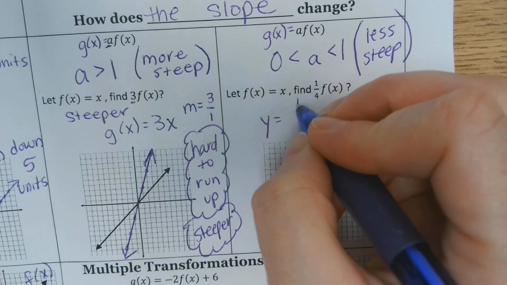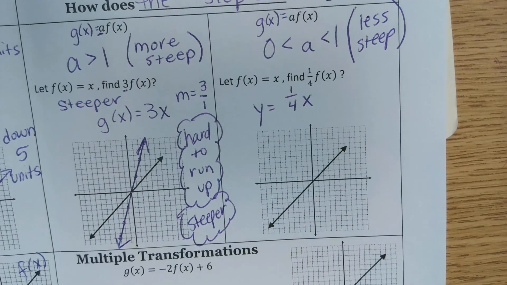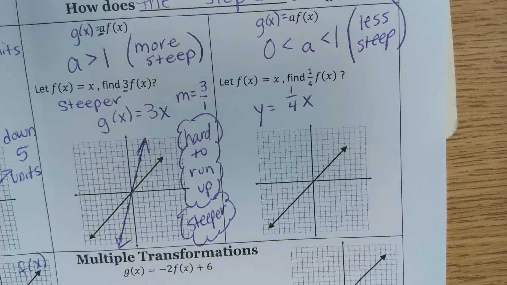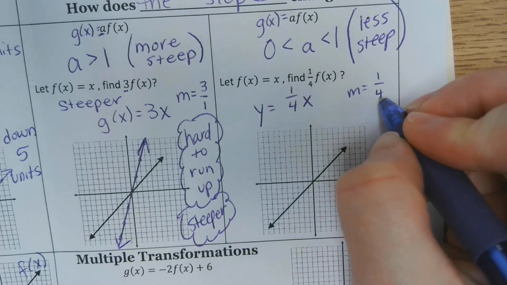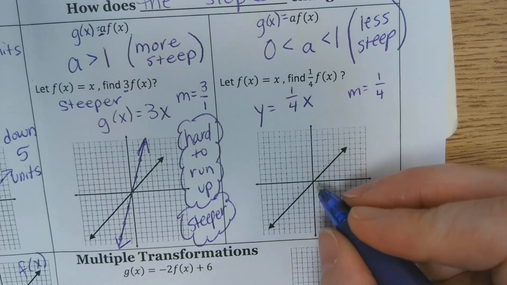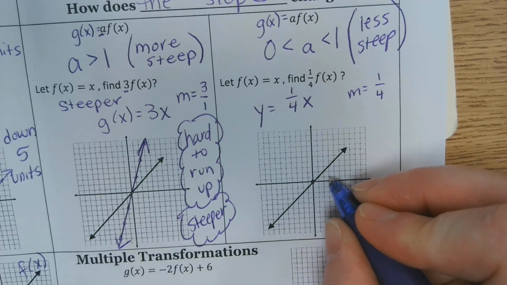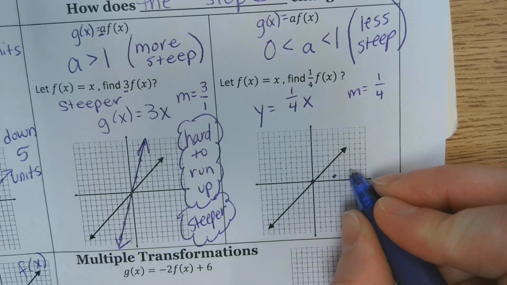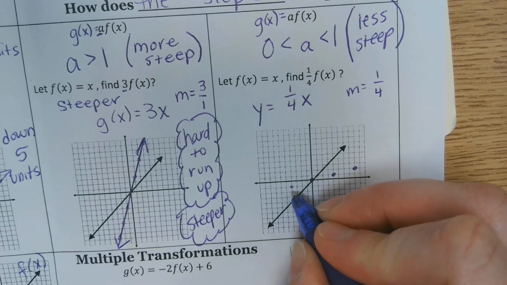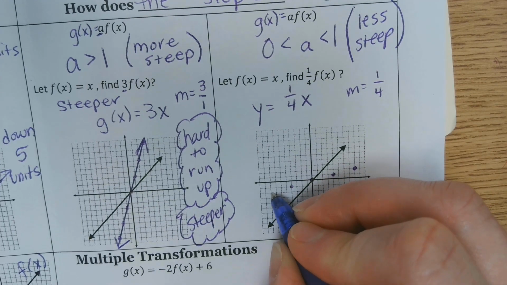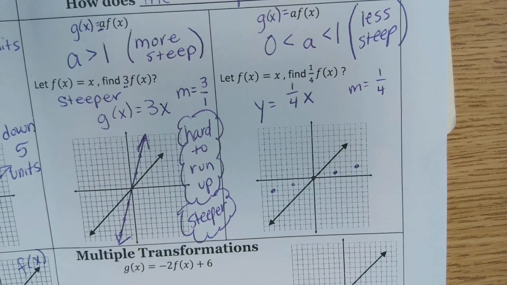So y equals 1/4 x. The 1/4 is going to make it flatter or less steep. So 1/4 means up 1, right 4. So do that. Starting at your origin, go up 1, right 1, 2, 3, 4. Up 1, right 4. And then do the complete opposite. See how those dots are already really kind of flat?